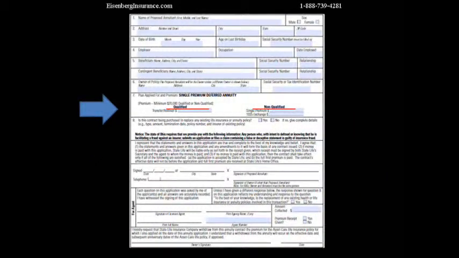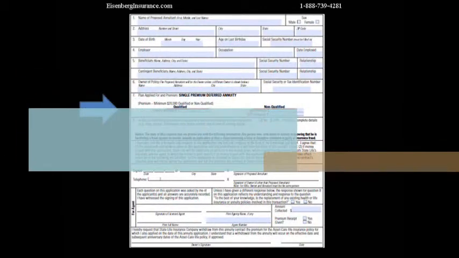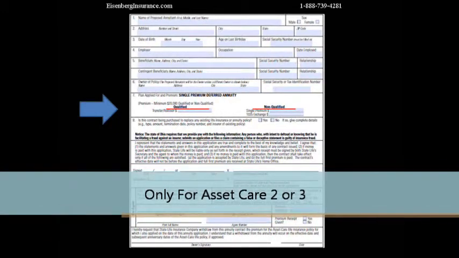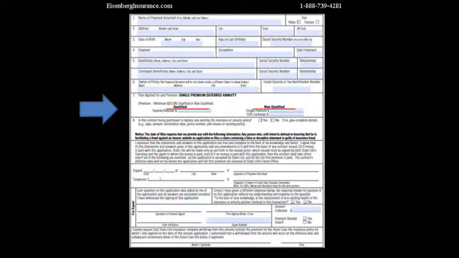The next page I'm going to go to is the application for annuities. This page only needs to be completed if you are applying for the Asset Care 2 or Asset Care 3 product, as a separate annuity application is needed. Please indicate in the middle of the page if this is qualified or non-qualified money being used, and there are a few signatures that are needed. About 6 inches from the bottom of the page, the proposed annuitant will need to sign, and then at the bottom of the page, they will need to sign again as the owner of the policy.